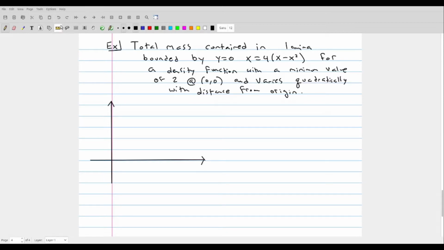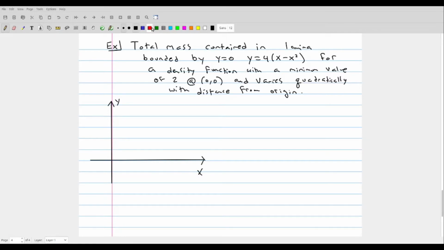The first thing that you always want to do when you have one of these problems is to make a distinction between the geometric domain and the mass density function. So first we'll consider the domain, the actual shape of the lamina. It turns out that this function, and this should be y right here, y is equal to 4 times x minus x squared.